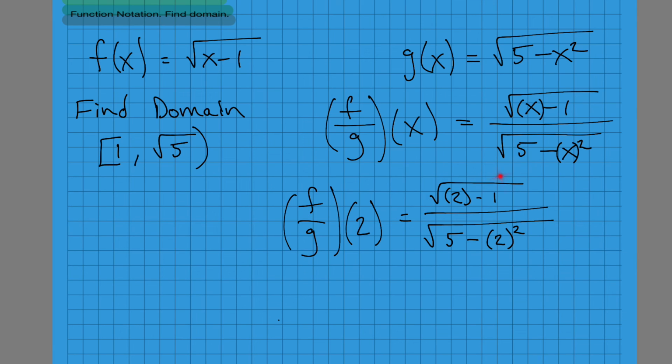Square root of 2 minus 1: 2 minus 1 is 1, so the square root of 1 is just 1. Square root of 5 minus 2 squared: 2 squared is 4, and 5 minus 4 gives us 1, so we have the square root of 1. So 1 divided by the square root of 1. Well, the square root of 1 is 1, so we have 1 over 1. 1 divided by 1 is 1. So here's our answer.